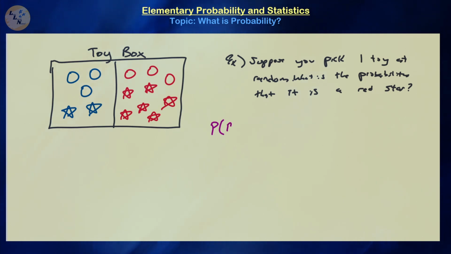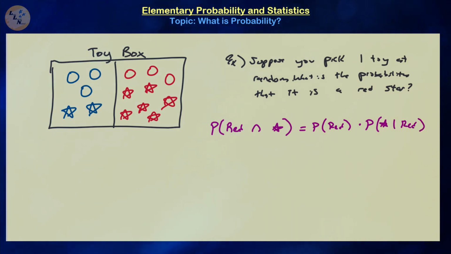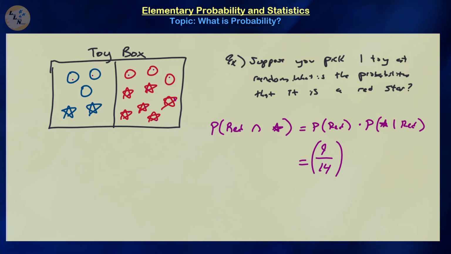So what is the probability that it is a red and a star? From the product rule, that's just going to be equal to the probability of red times the probability of star, assuming that red has already occurred. So what is the probability of red? The probability of red is going to be equal to 1, 2, 3, 4, 5, 6, 7, 8, 9 divided by the total elements 10, 11, 12, 13, 14, right? That's the probability of red, and notice that that corresponds to my original toy box.